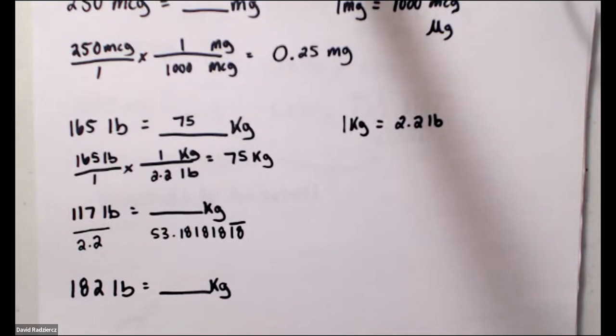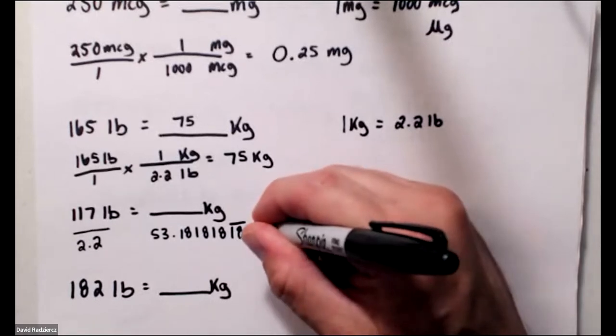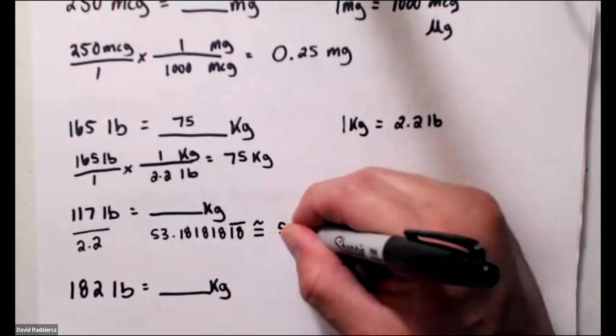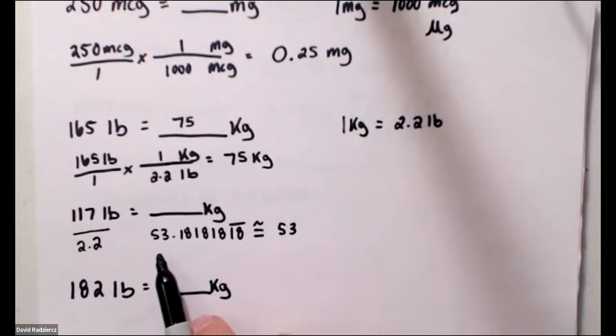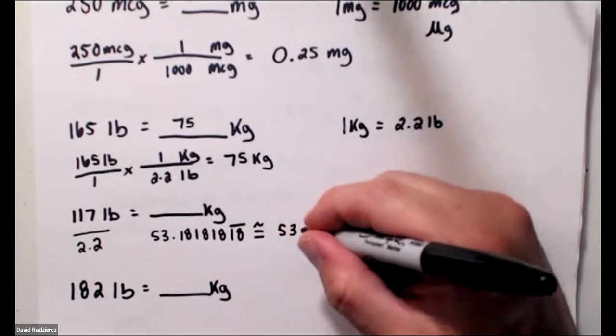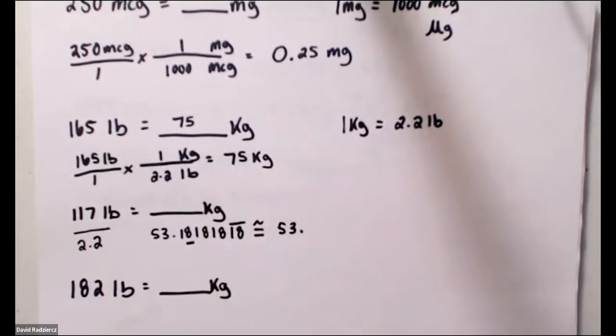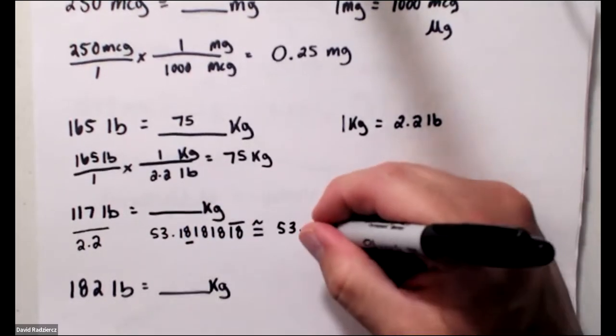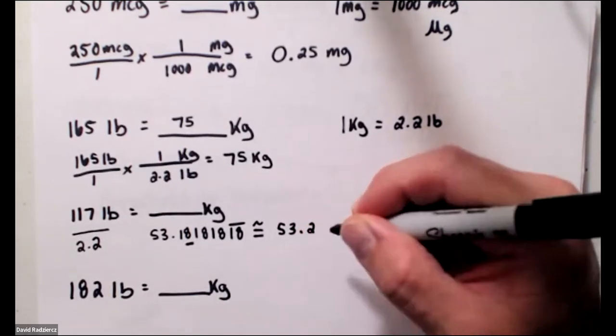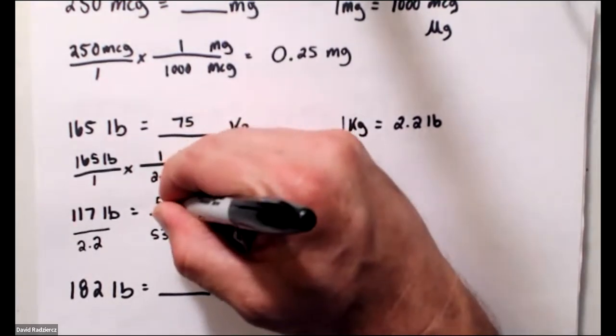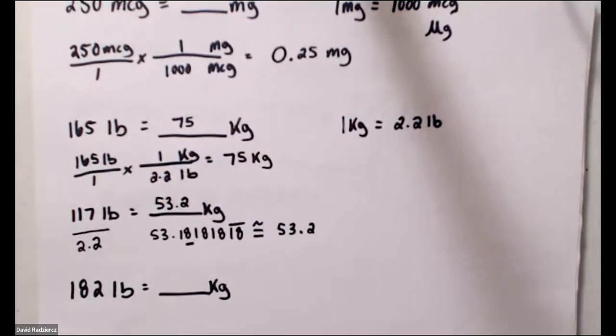Okay, so now we have to apply our rounding rules. I'm going to round this number to the nearest 10th because it's a number greater than 1. So 53 point, and I'm going to look at the 8. The 8 is greater than 5. So I'm going to round this to 53.2. If you wrote that down, if that's what you put as your answer, if you were doing this ahead of me, then you did that correctly. 53.2 kilograms. And then lastly, the 182 pounds.